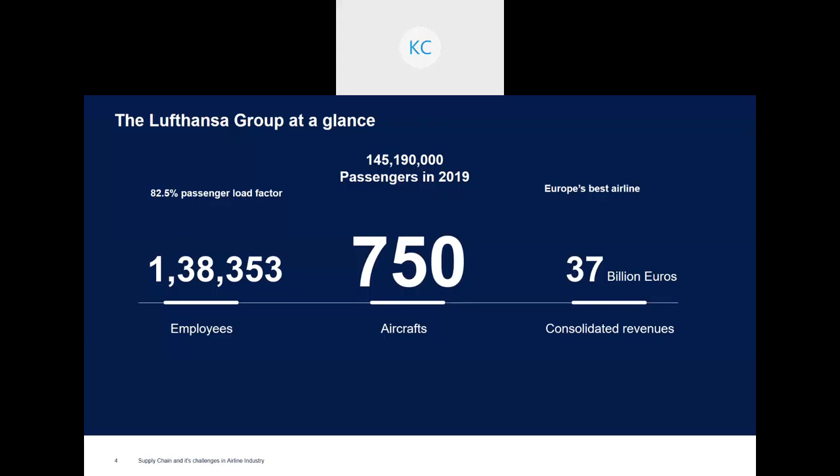Okay, perfect. With Lufthansa Group, we have roughly 138,000 employees, and altogether with the network airlines included, it's 750 aircraft. When we are speaking about the revenue, it's roughly 37 billion euros. And Lufthansa has also been awarded the best European airline. These are just some key figures to give you an idea of what company we are speaking about.